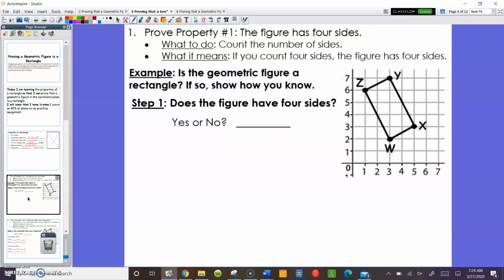So for this example, the first thing we will have to do is prove property 1. The figure has four sides. In order to do that, we will count the number of sides. 1, 2, 3, 4. If you count four sides, then the figure has four sides. So to answer the question, does the figure have four sides? Yes.